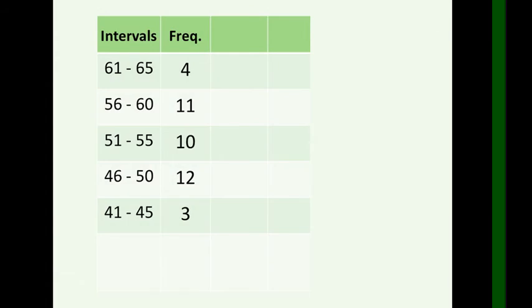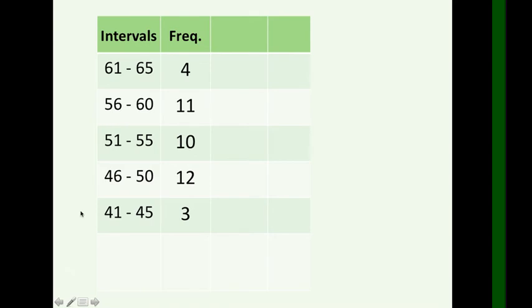Now, let's have this example. So, a while ago, I gave this example, right? So, the technique first is we need to arrange our intervals into a vertical form, from highest to lowest range. So the highest is 61 to 65 and the lowest is 41 to 45.